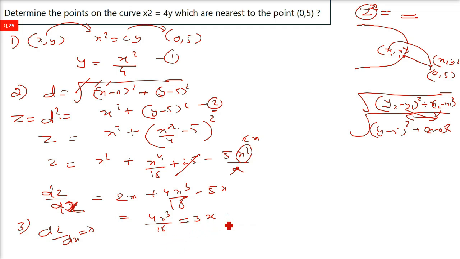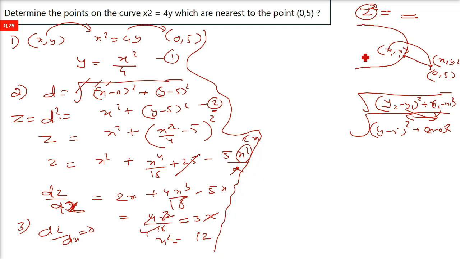Now you can just cancel x. You will get a value of x here. Basically, x square is 3 into 16 by 4. So you will get the value of x. Again, 4 4s are 16. This is going to be 12. Under root of 12, 4 into 3 is 12. 2 will come out, so it will be 2 root 3. So we got the value of x now.